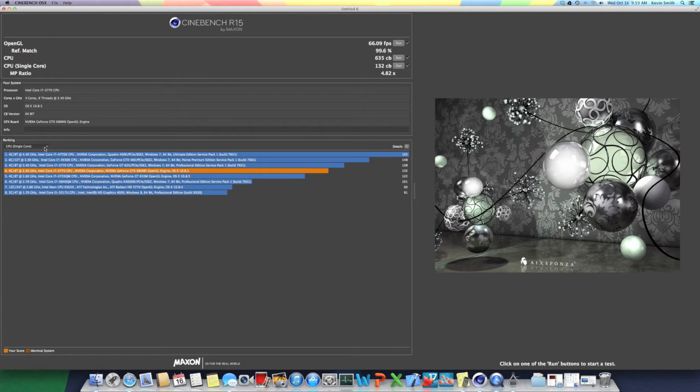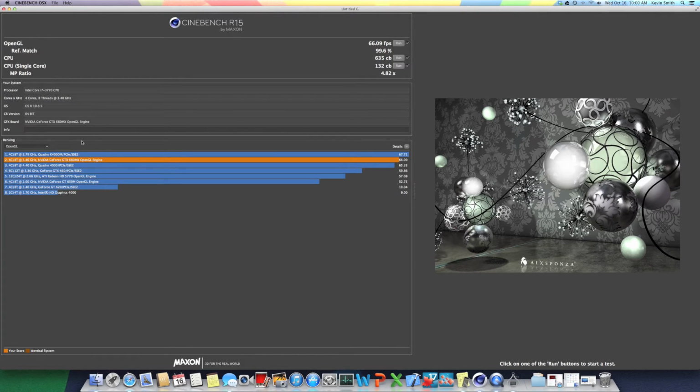Okay, just to show you how this thing stacks up, this is the chart showing the CPU single core. Here's the CPU using all 8 cores, came up with 635. And then the OpenGL scores, I managed to get 66 frames per second off of the Cinebench benchmark. All right, and then I'll do a screen capture on the other iMac I have sitting behind me and show you how it compares to this system.